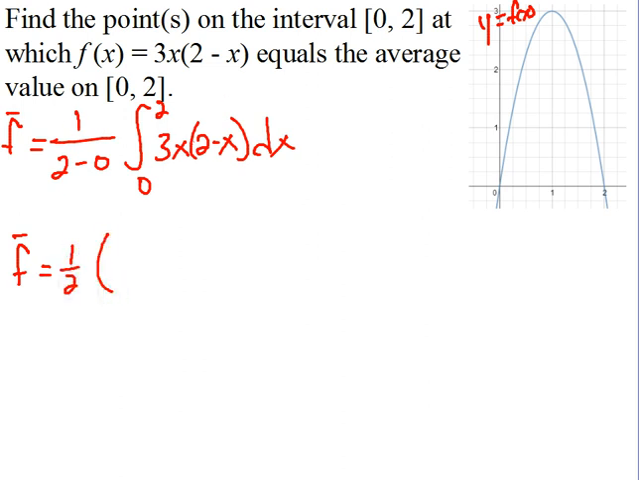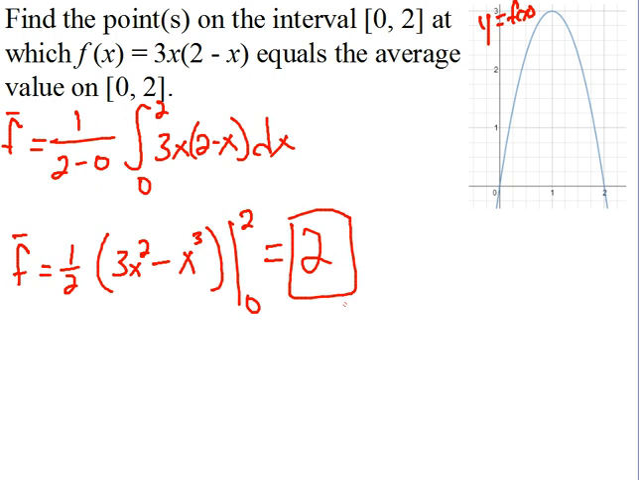And then we're going to have, this is a 6x, and when we integrate that, we get a 3x squared, minus, and then that's going to be a minus 3x squared. We integrate that, that's going to give us x cubed, and we're going to evaluate that from 0 to 2. Well, when we put in 0, we get 0, and when we put in 2, we get 4 in here, but half of that is going to give us 2. So this tells us that the average value of our function on the interval from 0 to 2 is 2.